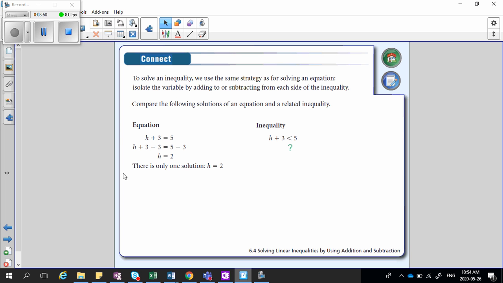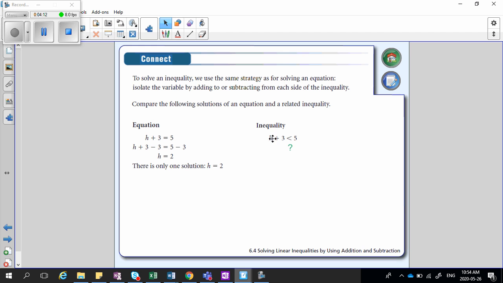There we go, h plus 3 minus 3, and 5 minus 3. So our left side becomes h, our right side becomes 2, and we see there's a solution of h equals 2. Solving an inequality, same idea. When we're solving an inequality, it's the same process. It's just we're working with an inequality sign instead of an equals sign.